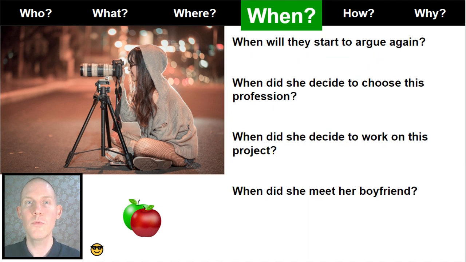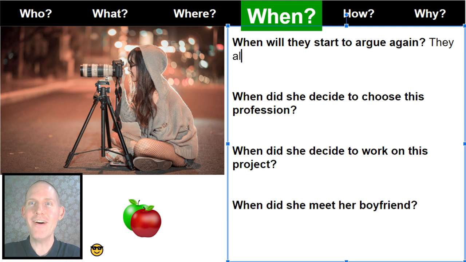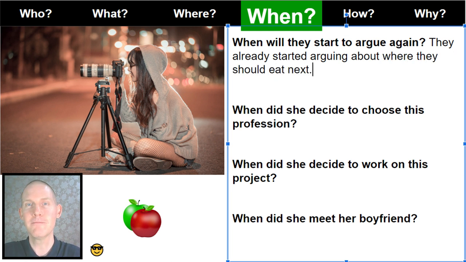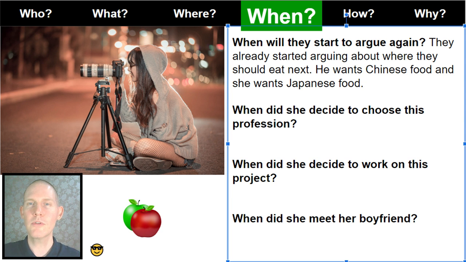All right, the other when questions. When will they start to argue again? Let's see. They already started arguing about where they should eat next. He wants Chinese food and she wants Japanese food. Ugh, a lover's quarrel? A lover's argument?